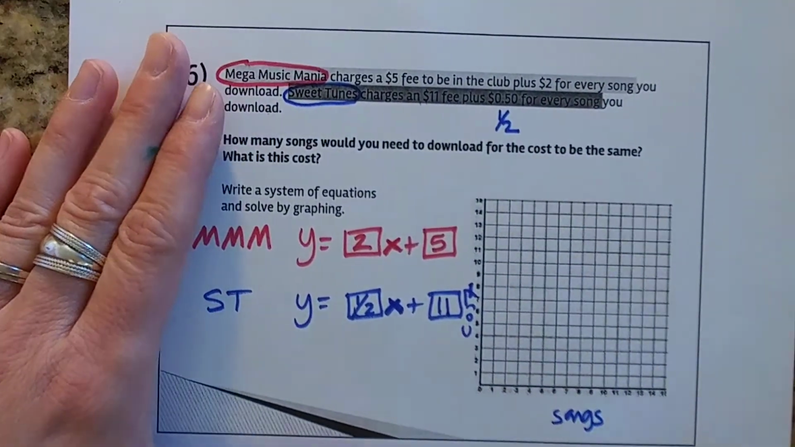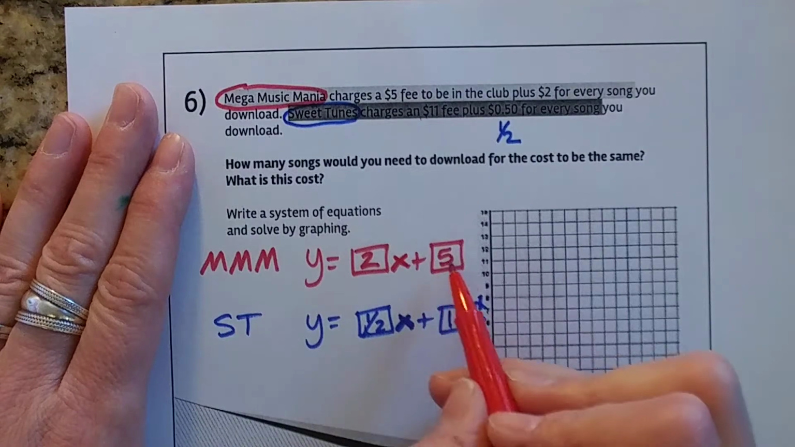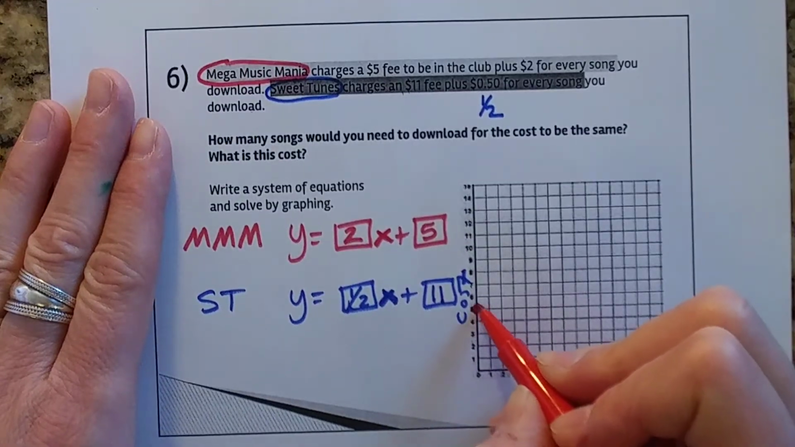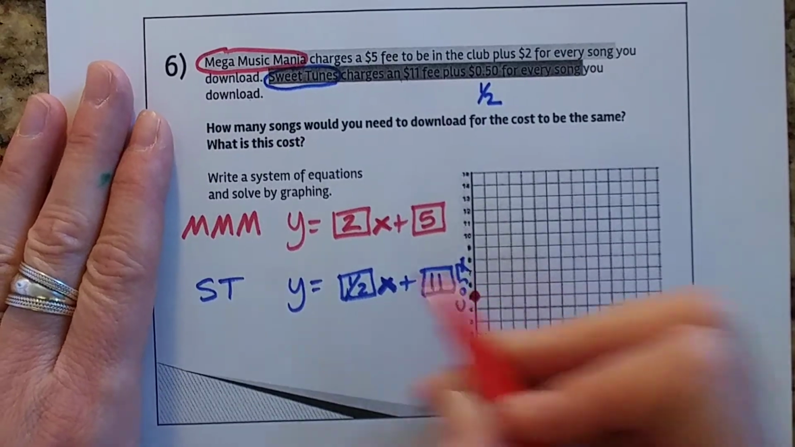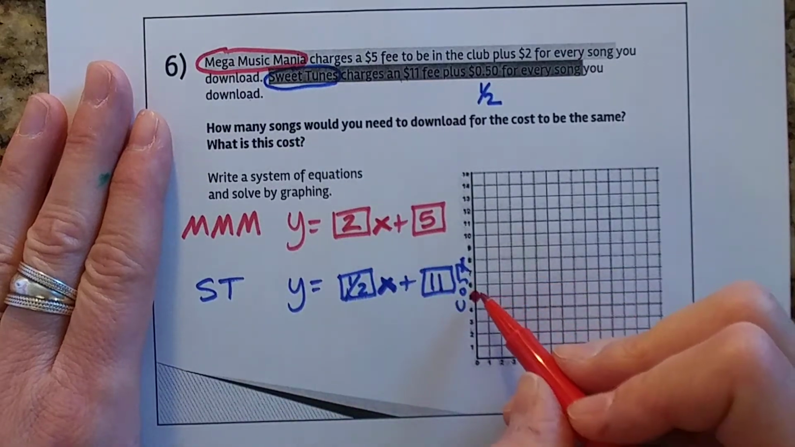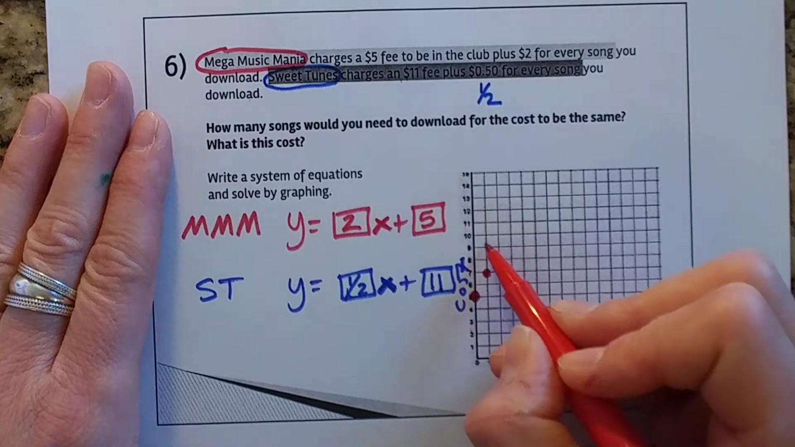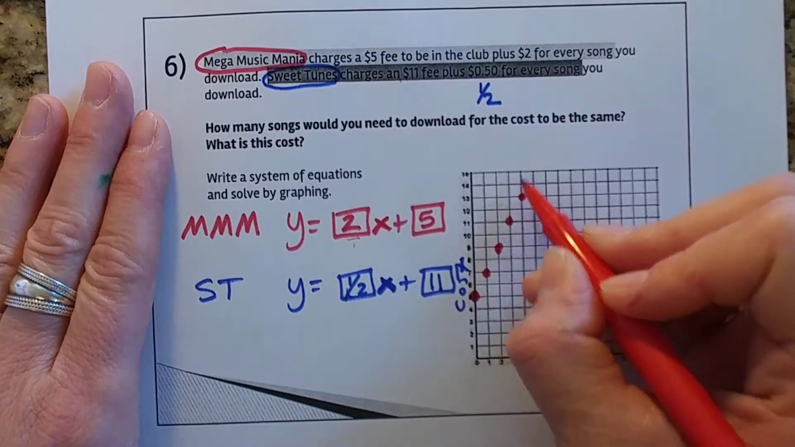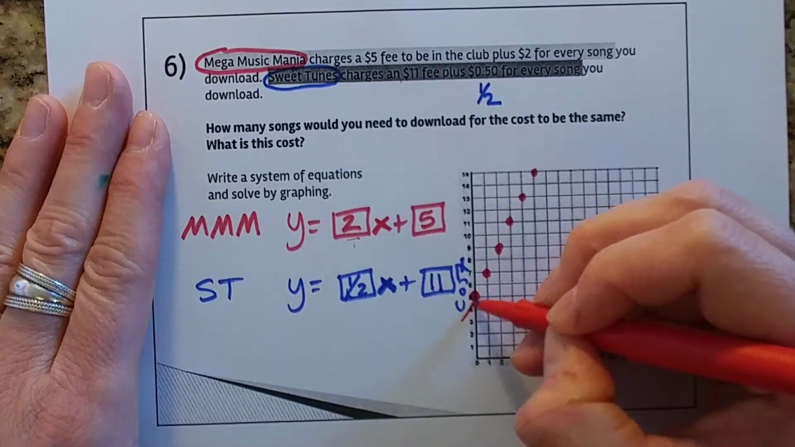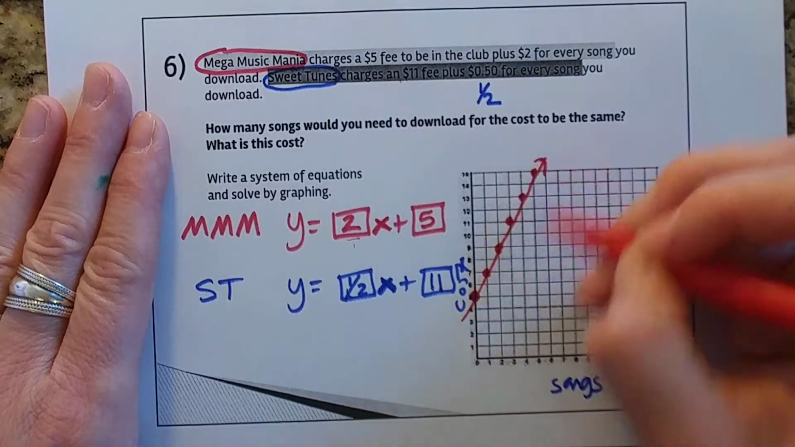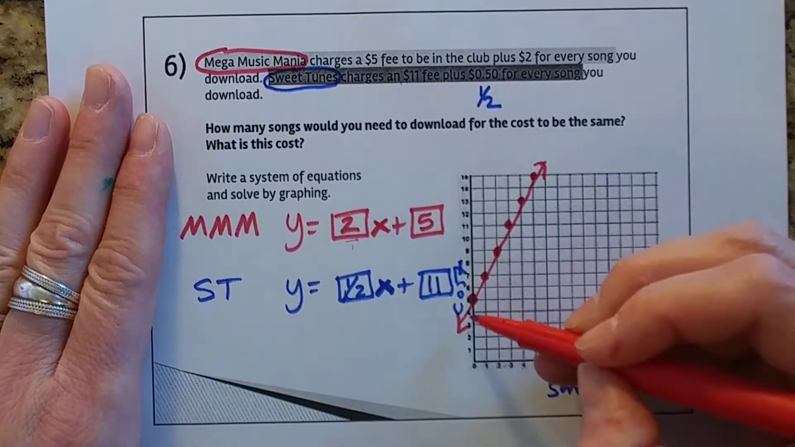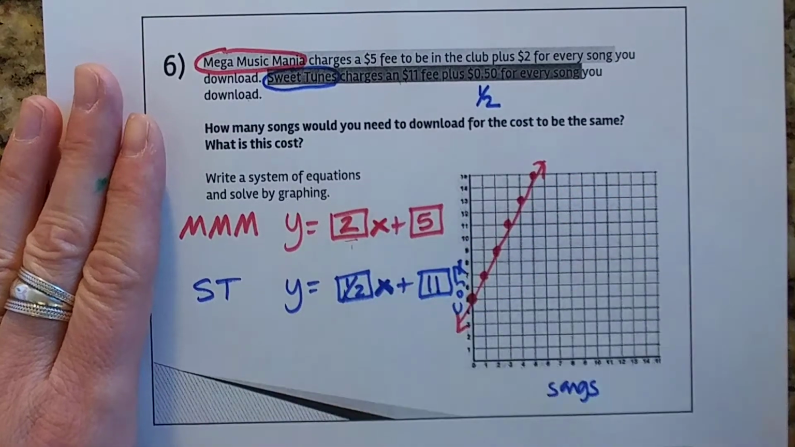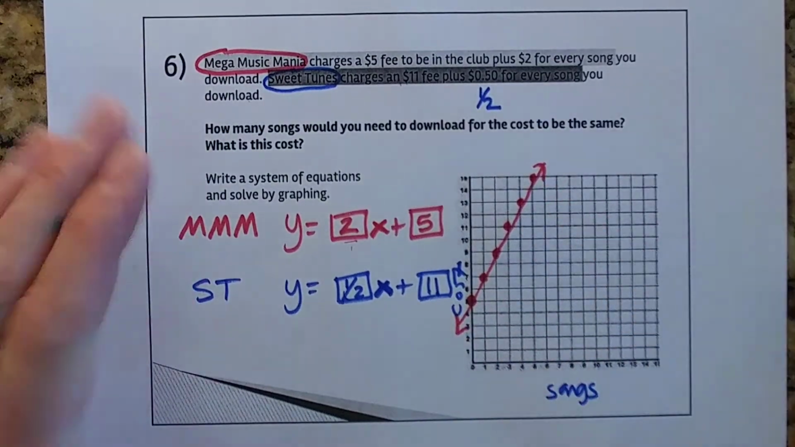Now let's graph this. So Mega Music Mania starts at $5 to be in the club. So I'm going to go right to the 5 and make a point. That's where we start. $5 to be in the club, and then they're going to charge you $2 for each song. So I'm going to go up 2 over 1, up 2 over 1, and so on. So this line represents the cost of Mega Music Mania. Now notice how the cost rises very quickly because their songs are expensive. The rate that they charge for songs is kind of high.